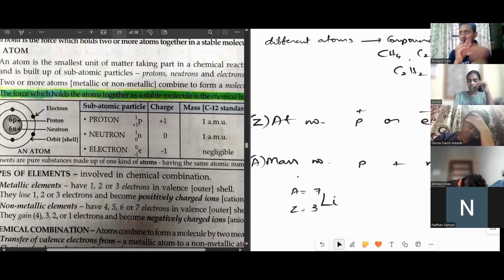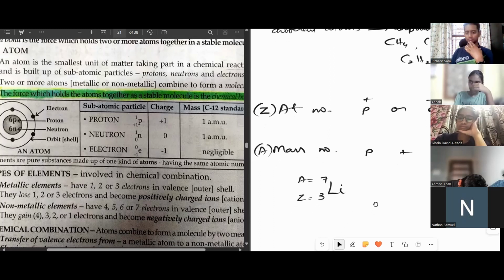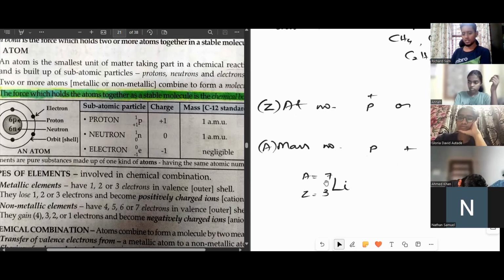Now you don't have to memorize the mass numbers, but you have to memorize the atomic numbers of all elements, basically the first 20 elements.